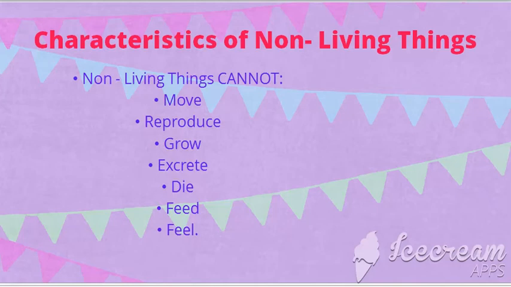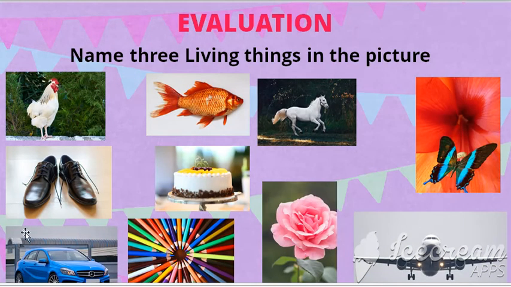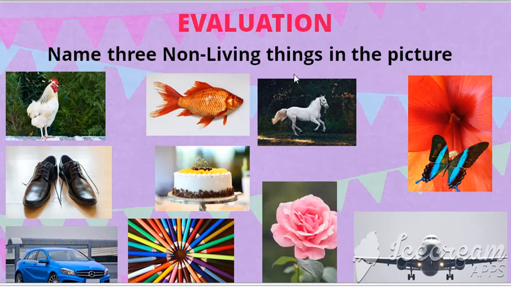Now I'm going to give you a task to do. As you can see in the picture here, you're going to name just 3 living things for me. You can see a hen, a cock, fish, horse, a butterfly, an aeroplane, a flower, cake, shoe, car, pencils. Just give me 3 living things there. And on this one, you're going to give me 3 non-living things, okay? Make sure you do a good job. Go through the pictures carefully and do a good job for me.